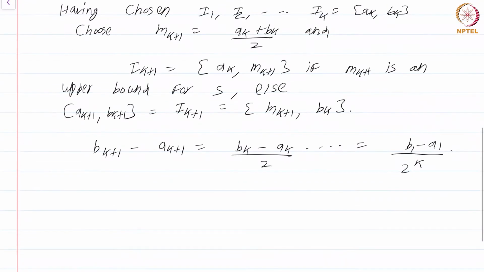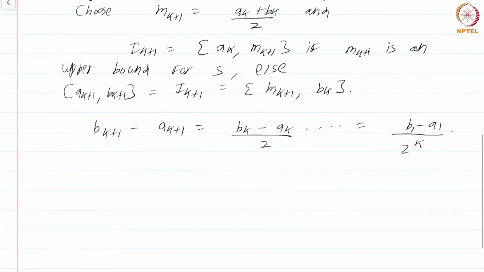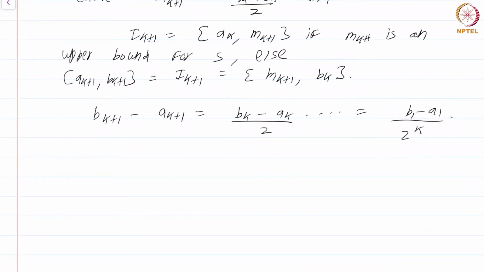So, what has happened is, at each stage, I2 will be half the length of I1. I3 will be 1/4 the length of I1. And I4 will be 1/8 the length of I1. So on and so forth. Here the length of the interval is just the right endpoint minus the left endpoint, the intuitive length of the interval. So we have that these intervals are shrinking.